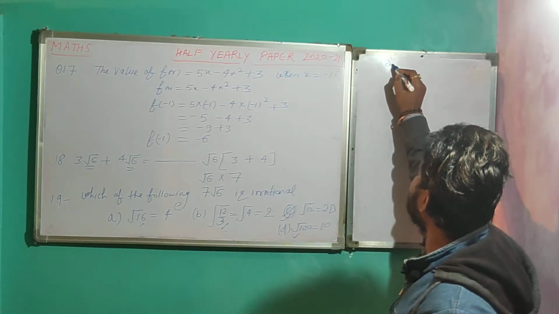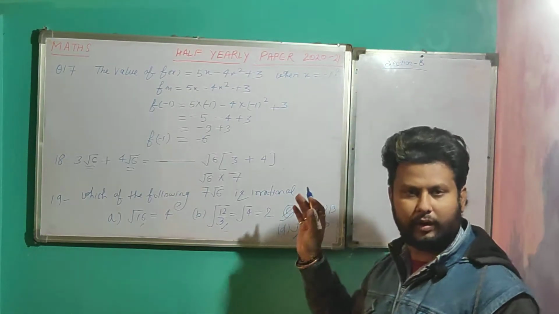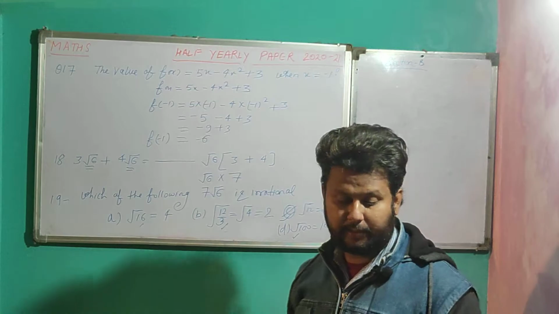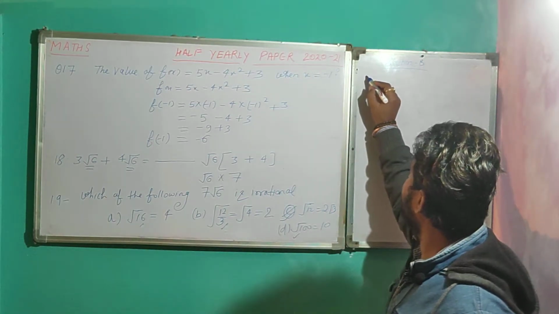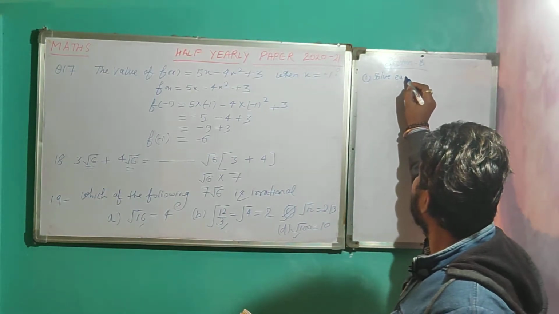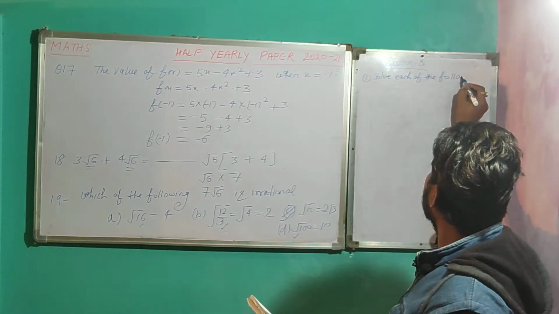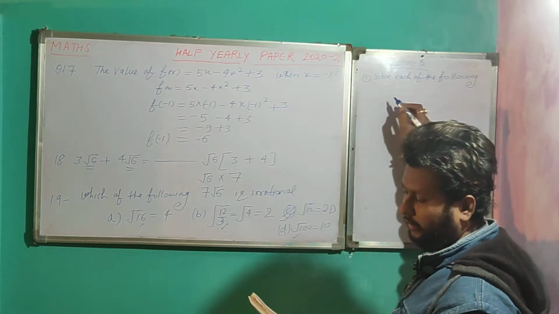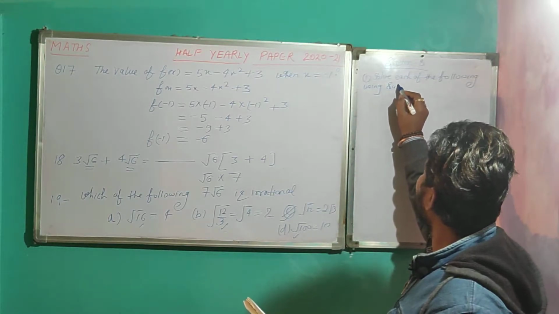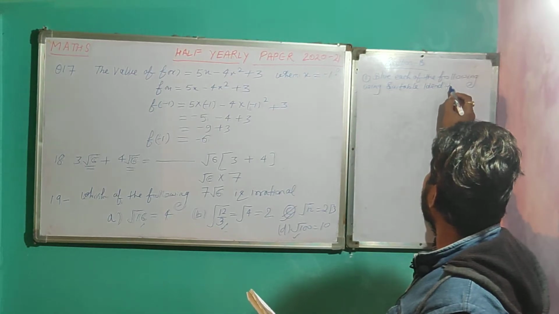Section A is over. Now we are going to start section B. The first question of section B is: solve each of the following using suitable identity.